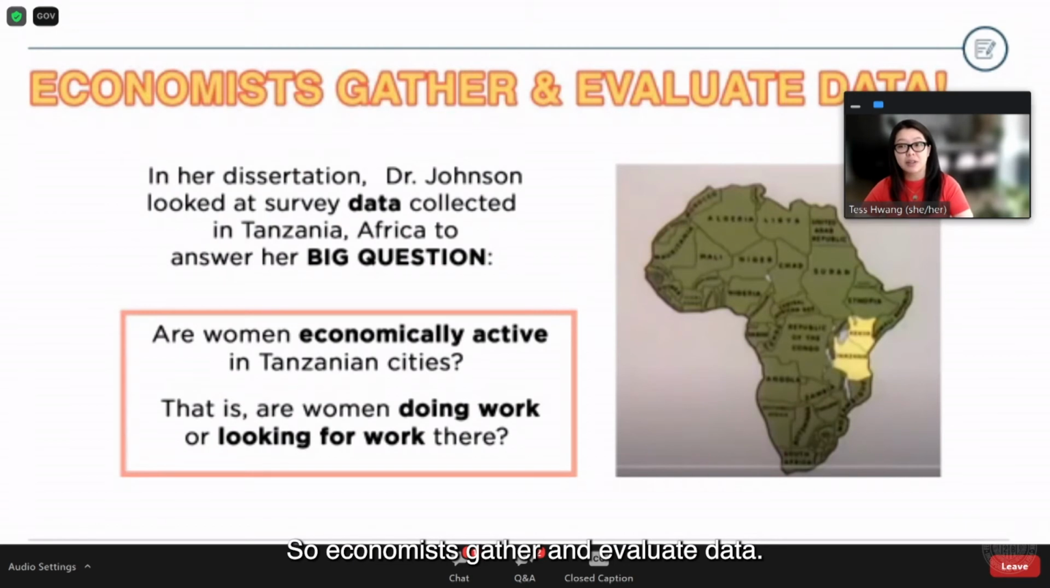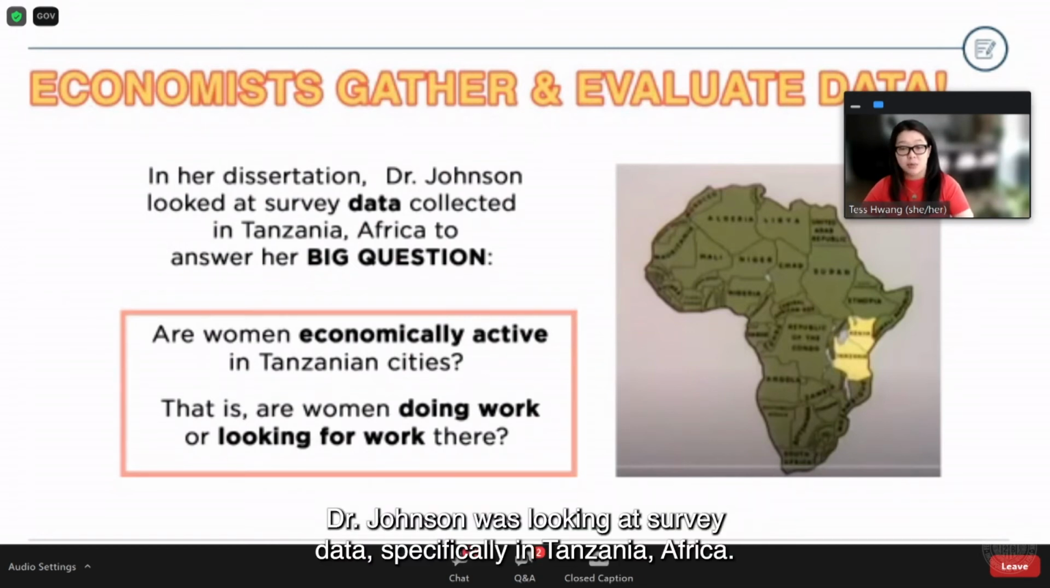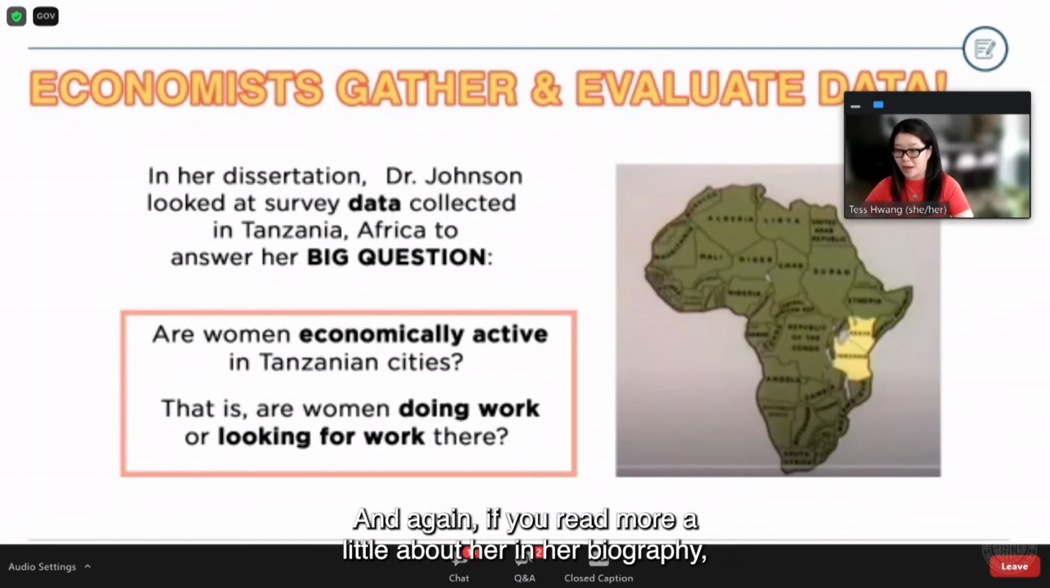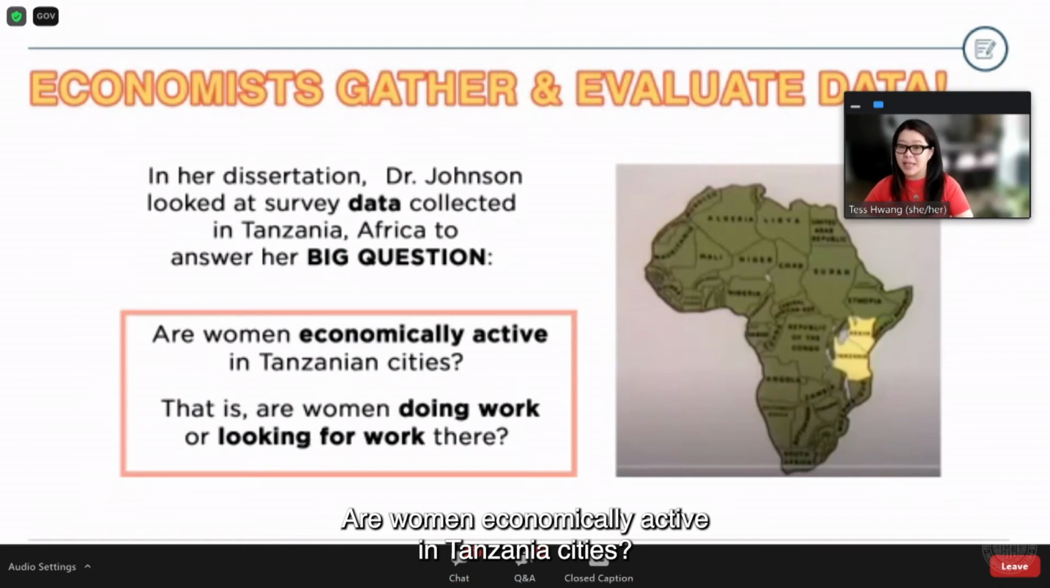So economists gather and evaluate data. So in her dissertation, again, reviewing what a dissertation is in the Economist Spotlight series, Dr. Johnson was looking at survey data, specifically in Tanzania, Africa. And again, if you read more a little bit about her biography, you will know why she was really focusing on Africa. And her big question is this: are women economically active in Tanzania cities? Another way to ask the same big question, that is, are women doing work or looking for work there?